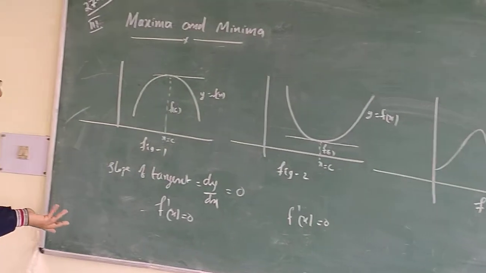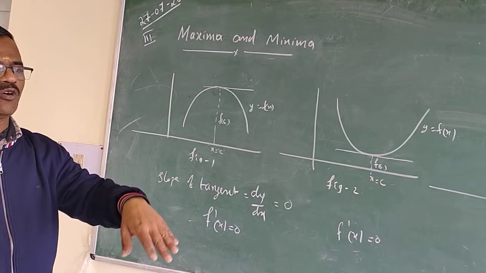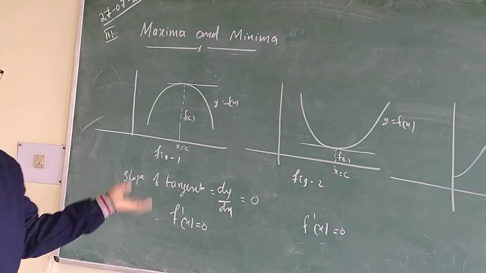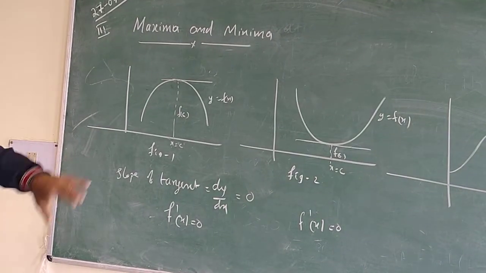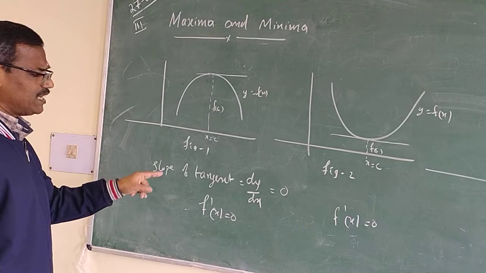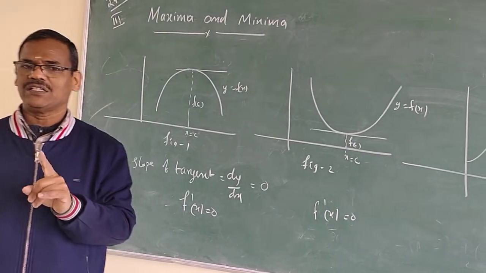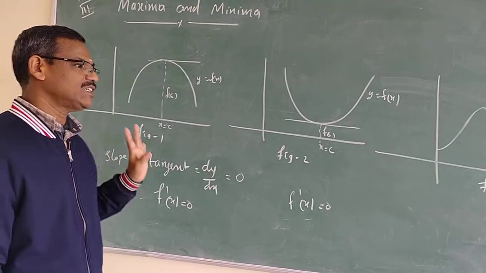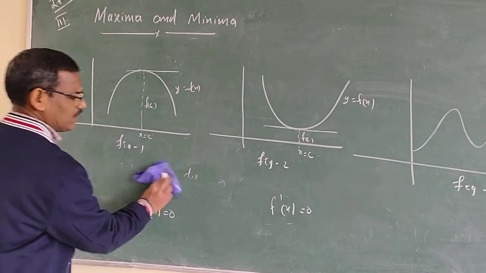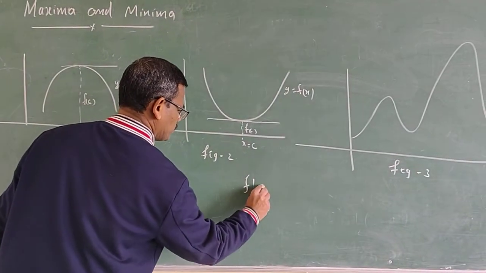Now f dash x being equal to 0 does not tell whether it is the highest point or the lowest point. It can be a lowest point or it can be a highest point also. Now we should have a specific test for which is the highest and which is the lowest. One condition is that at the highest point and the lowest point f dash x is 0. Now see the figure again. So we got the condition f dash x is equal to 0. Here also f dash x is equal to 0.